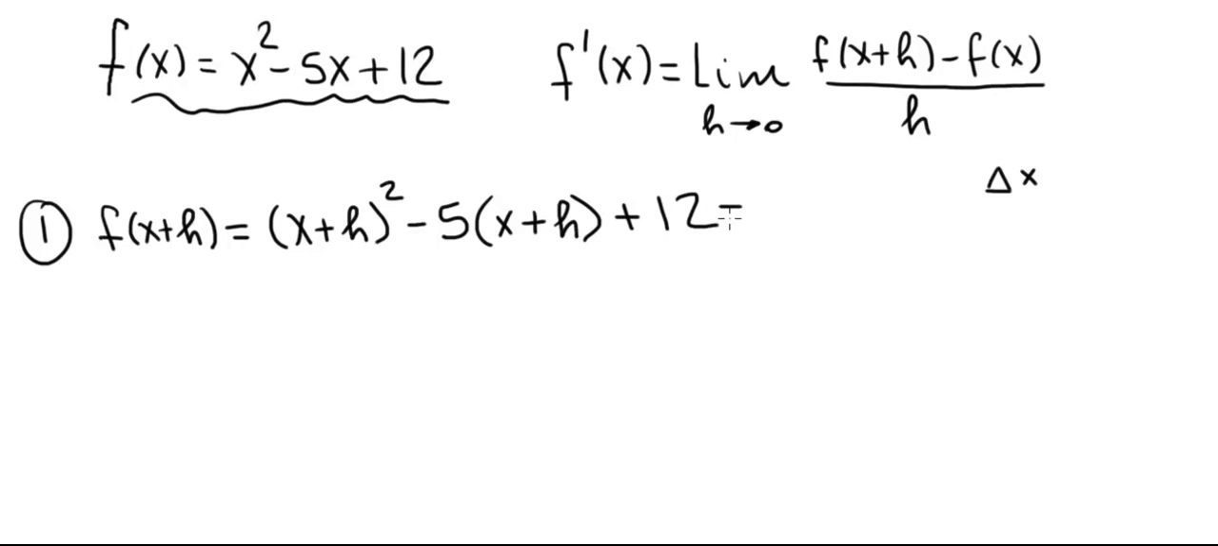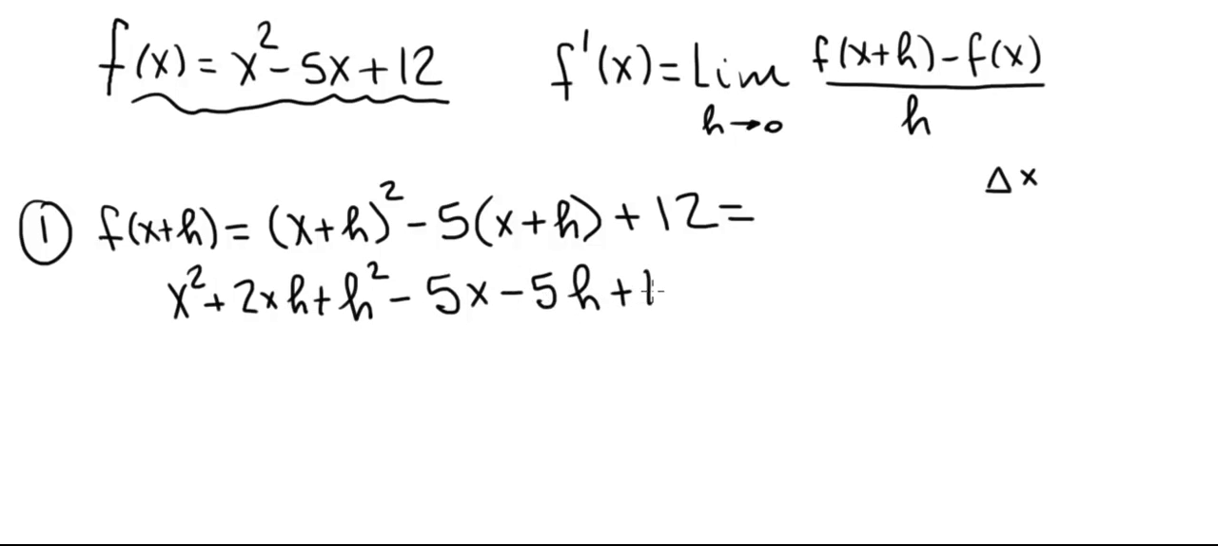We can further simplify it by expanding. X plus h squared is x squared plus 2xh plus h squared. And then we have minus 5x minus 5h plus 12. That's the end of step 1.